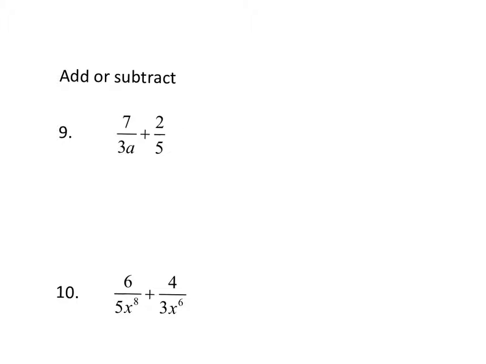So the first thing we see here on these is that they don't have common denominators. This denominator is made up of 3 times a, and this one's made up of just a 5. So what we can do is get an LCD of the numbers. 3 and 5 have a 15 in common, and then the least common denominator of the letters would just be an A. So my least common denominator in general is going to be a 15A.